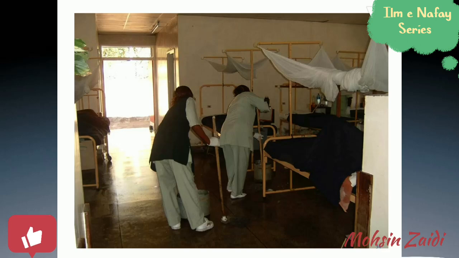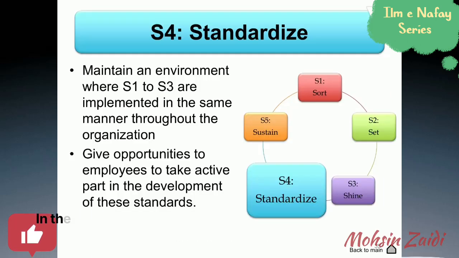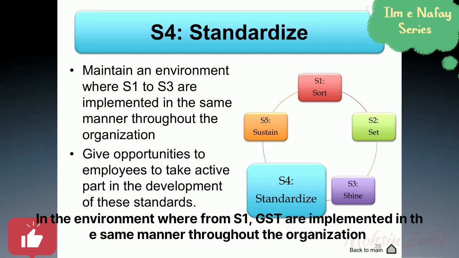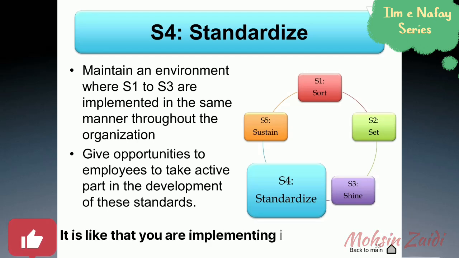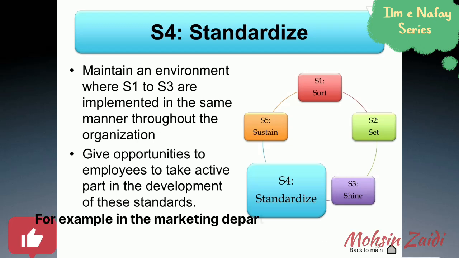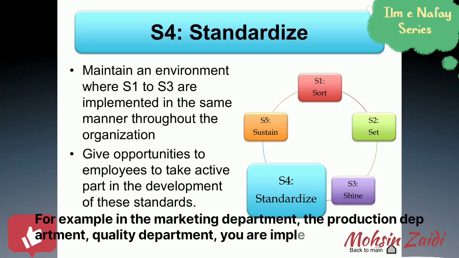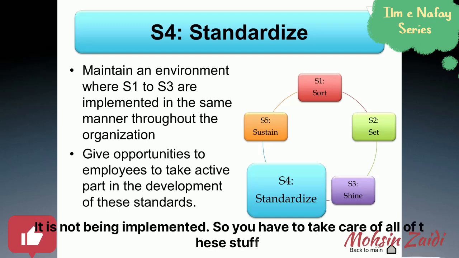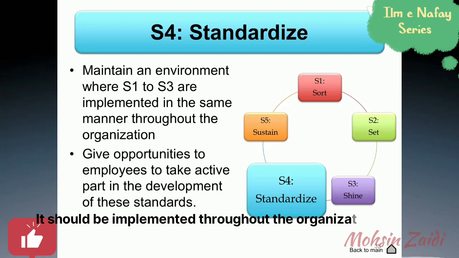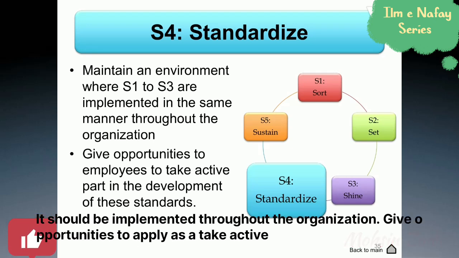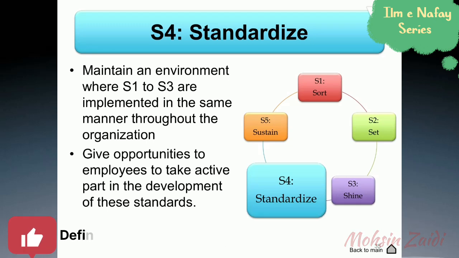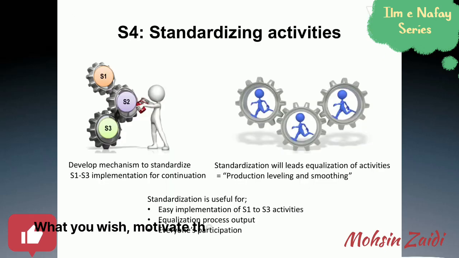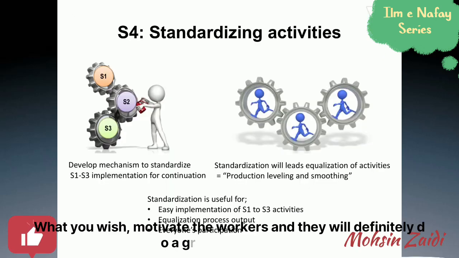Number four, that is standardization. Maintain an environment where S1 to S3 are implemented in the same manner throughout the organization. It's not like you are implementing it in one department, for example in the marketing, production, and quality departments, and in the administration department it's not being implemented. So you have to take care of this, right? It should be implemented throughout the organization. Give employees opportunities to take an active part in developing these standards. Definitely, motivation plays a very important role here. Motivate the workers, and they will definitely do a lot of things.